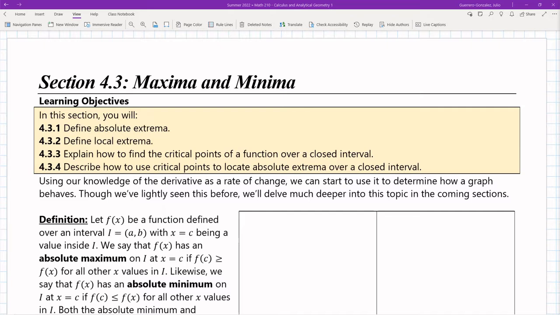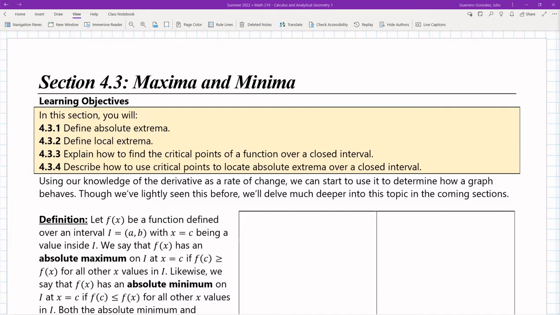Hello, everybody. This is the lecture for section 4.3, maxima and minima. So we're going to continue on our study of applying the derivative to different things in math. Like I said, chapter 4 is nearly entirely application. So the next one that we're going to do is maximums and minimums.